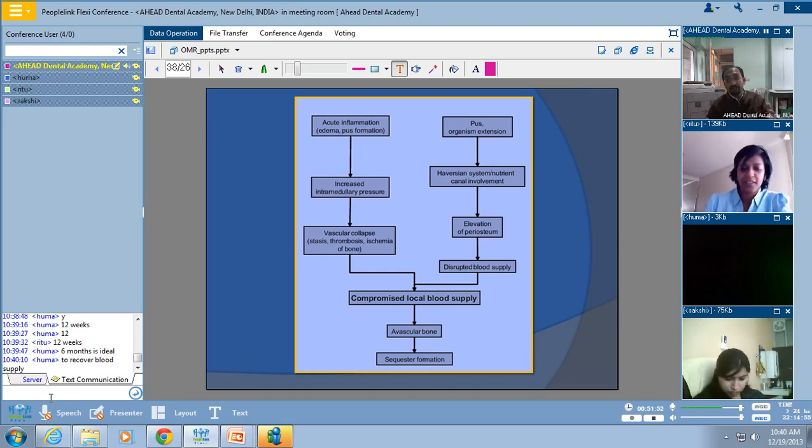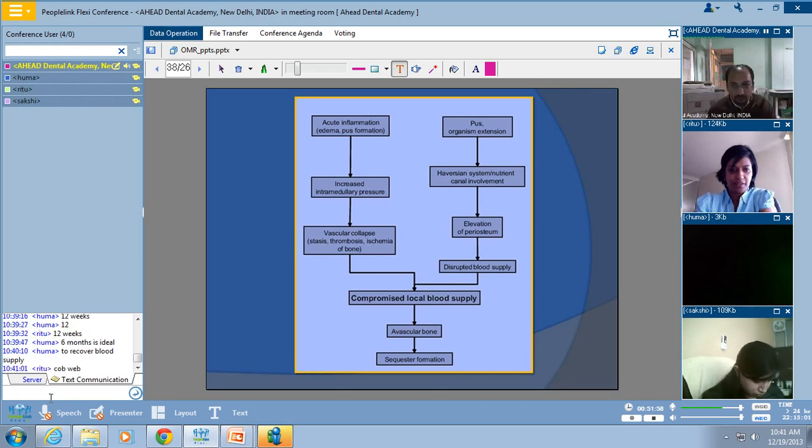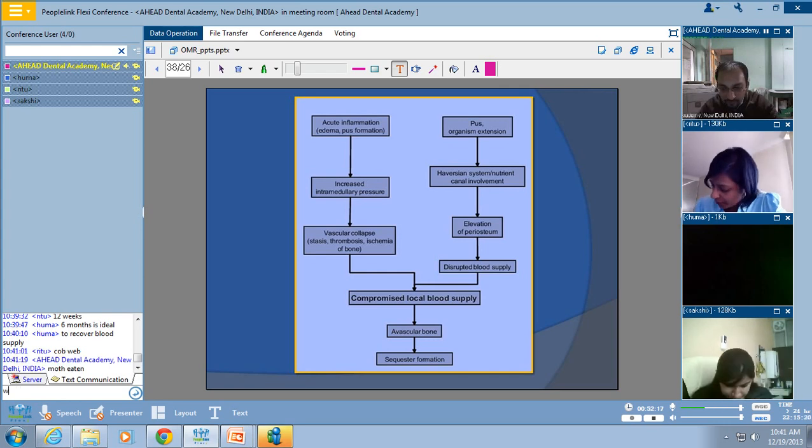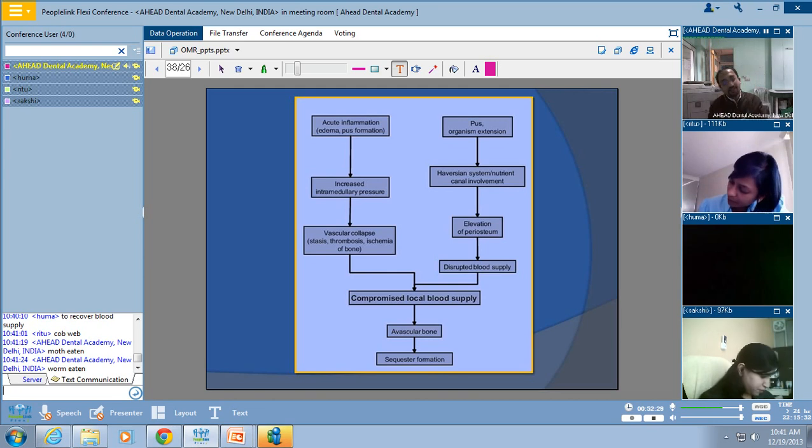Like I told you, the tennis racket appearance is for odontogenic myxoma. Cobweb? No, the cobweb appearance is not seen in this. The appearance seen for osteonecrosis is the moth-eaten appearance. Sometimes it is also called the worm-eaten appearance. Both the moth-eaten and worm-eaten appearances are hallmark features of not only osteomyelitis but also osteonecrosis. Is it clear about osteomyelitis and osteonecrosis?